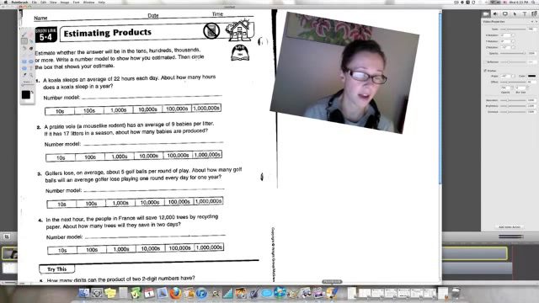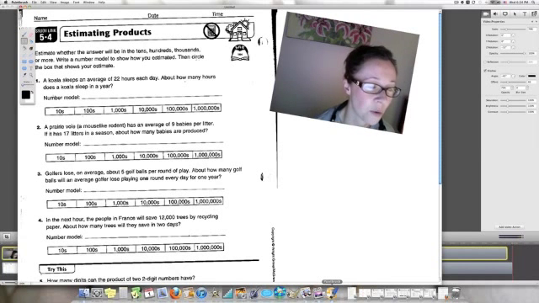A koala sleeps an average of 22 hours each day. There are only 24 hours in a day. So it'll be sleeping 22 out of the 24. That's why I'm not a koala. About how many hours does a koala sleep in a year?